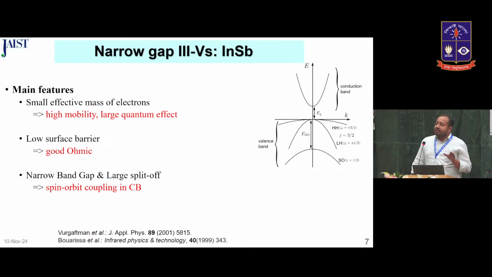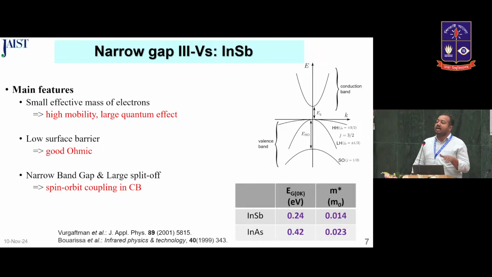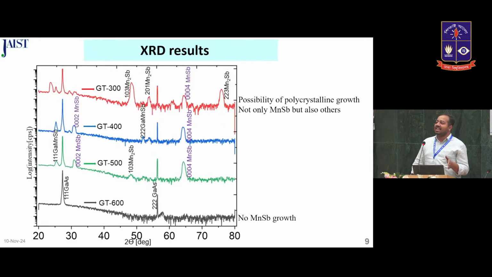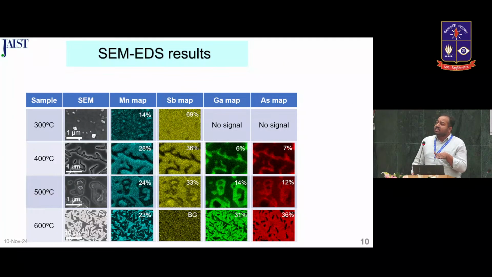Then we first tried growth at different temperatures, fixing the beam equivalent pressure of the different cells. Initially we found that in some temperatures the film was not single crystal but polycrystalline, but at some other temperatures we found it nearly single crystalline. Then we checked EDS and AFM. Here we found good crystallinity and good coverage at 400 and 500 degrees Celsius, but at the others the result is not so good. Then we picked the suitable temperature, 400 degrees Celsius.